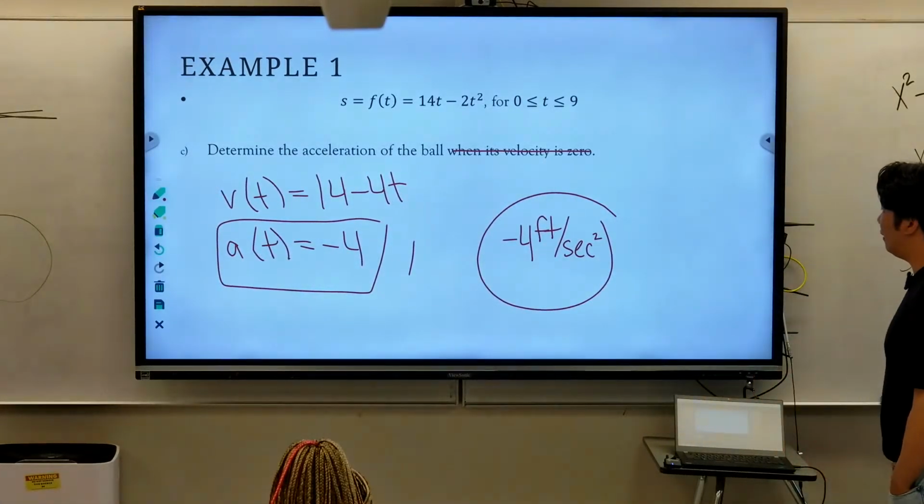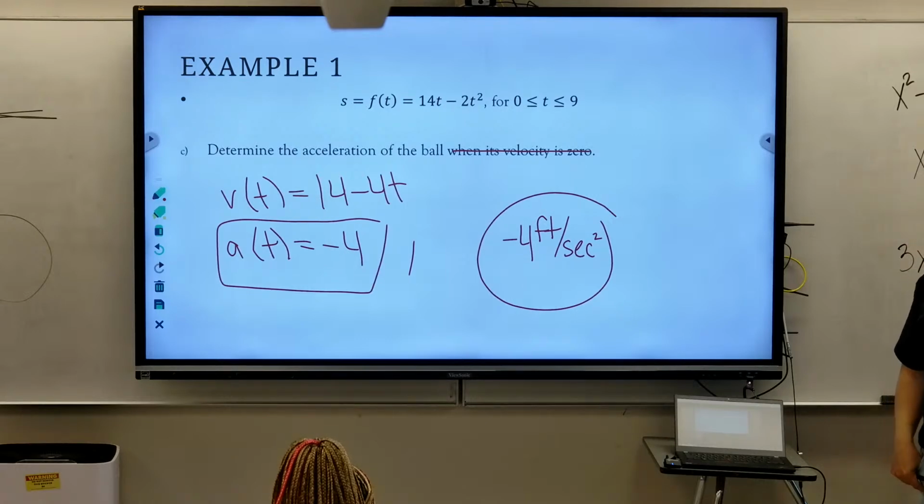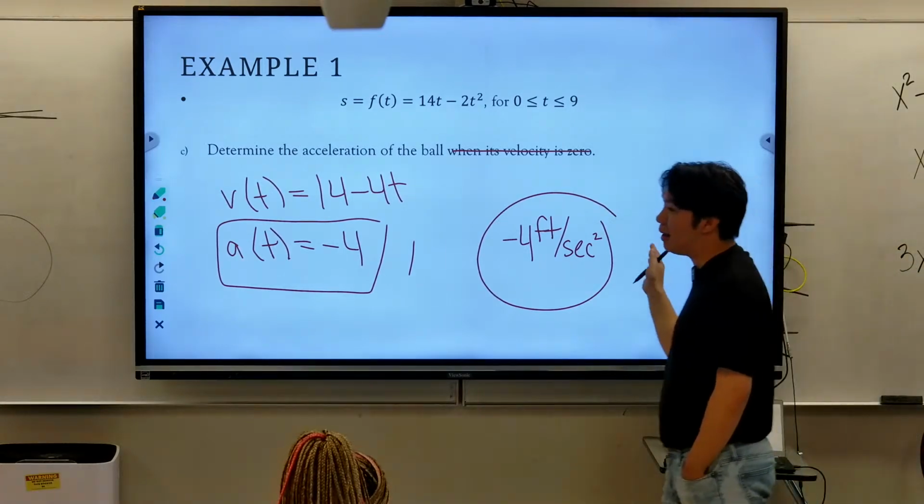All right, so the reason I was saying that it might be a slight trick question is that there are some people who look at this and say, all right, I need to figure out when velocity is 0, figure that all out, and then plug it in. But it doesn't matter. Acceleration stays constant in my example.